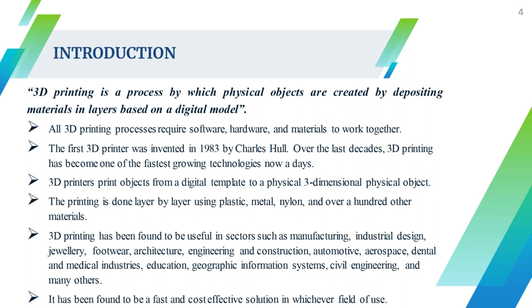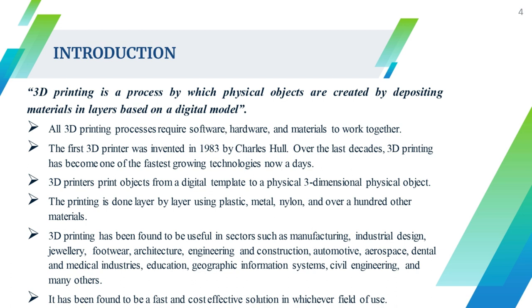3D printing is done layer by layer using plastic, metal, nylon or hundreds of other materials. 3D printers are used in sectors such as manufacturing, industrial design, jewelry, footwear, architecture, engineering and construction, automotive, aerospace, dental and medical, and many other industries. It has been found to be a fast and cost-effective solution in whichever field it is used.